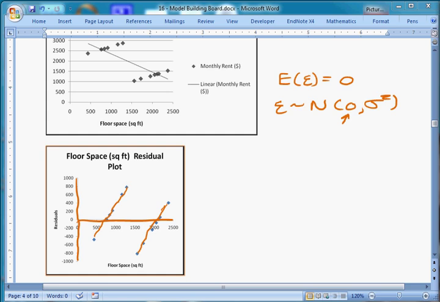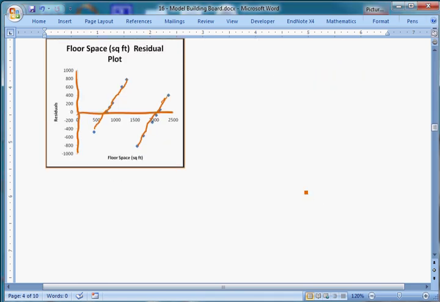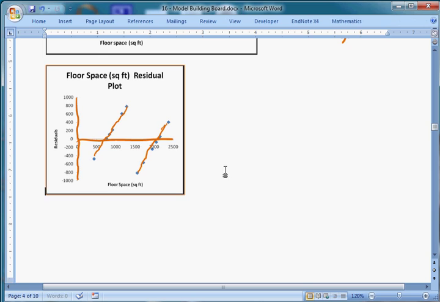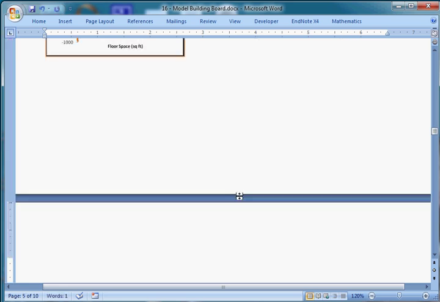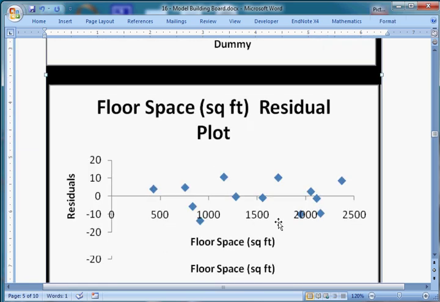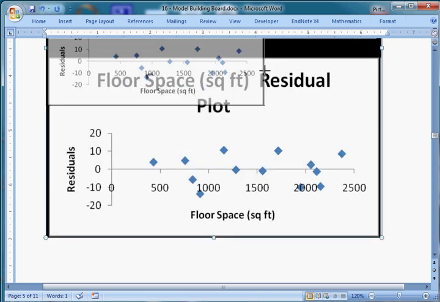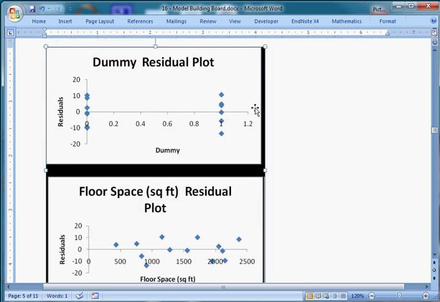So what happens? Well, one of the things we did was add a dummy variable, and once we do that, we can get two residual plots, one for each of our variables, which is now a dummy variable and our floor space. And these are what those look like. Let me tighten this up a little bit. And these are good residual plots.